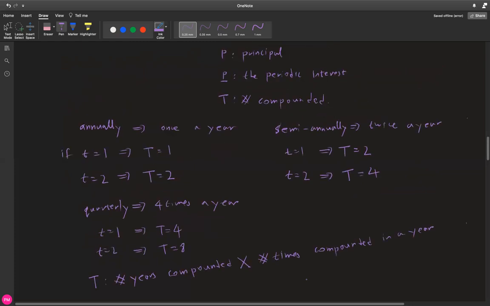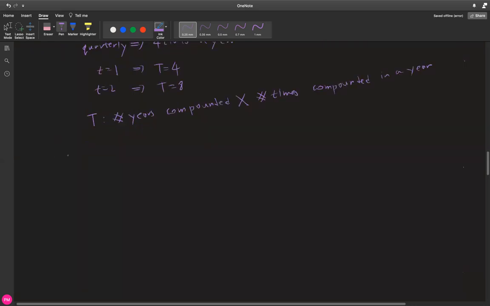Now let's look at the smaller p. Let's look at the periodic interest. So the periodic interest is simply found by taking the APR in decimal and dividing it by the number of times compounded in a year.